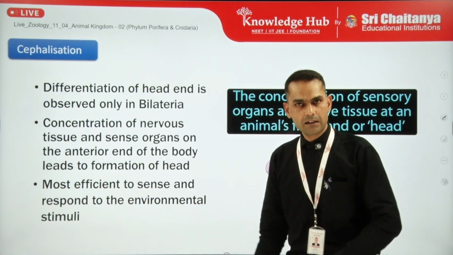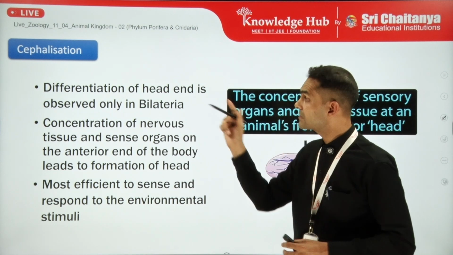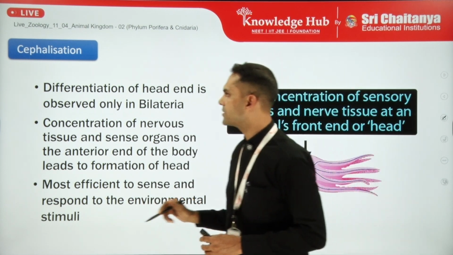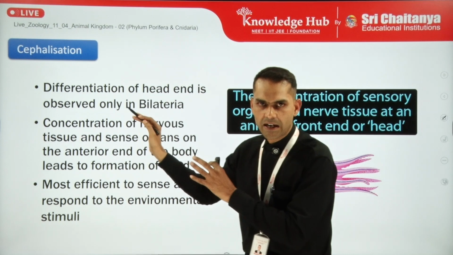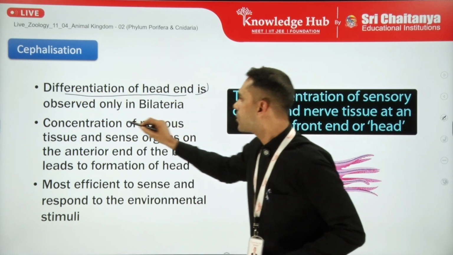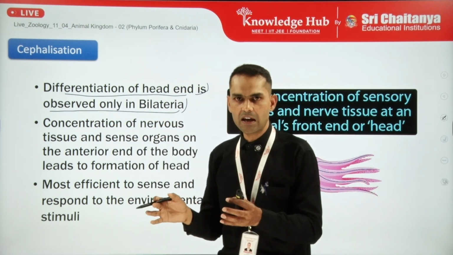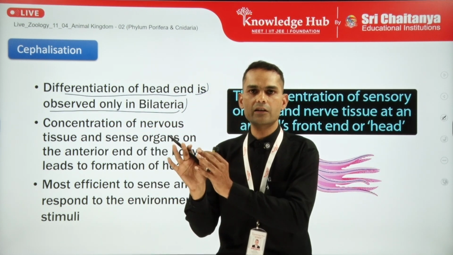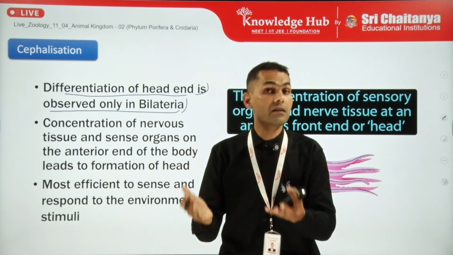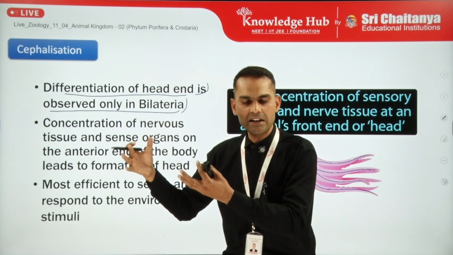So similar to this notochord development, there is another interesting feature which is called cephalization. Now what is cephalization? First we will have a look at the definition. Differentiation of the head end is observed only in the Bilateria. So this is a property related to which organisms? Those having bilateral symmetry. So Bilateria.